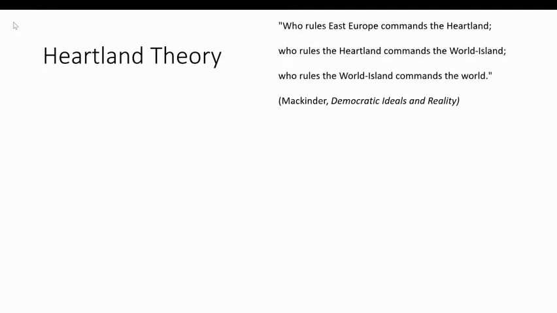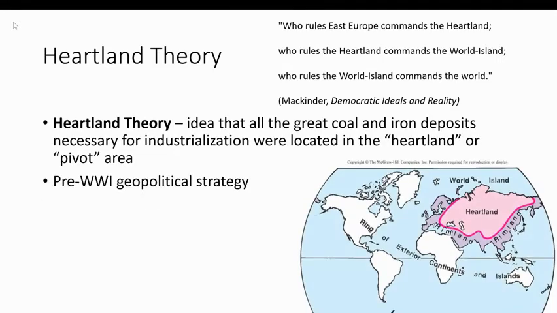The idea that came from Mackinder said that whoever rules East Europe commands the heartland. The heartland was important, let me tell you guys, because at the time, these countries that were industrializing believed that's where the vast amount of iron ore and coal were. And iron ore and coal make steel. Coal is a form of fuel during the industrial age. And so if you control that heartland, and let me just show you what the heartland looks like, you really control the vast majority of the world's wealth.